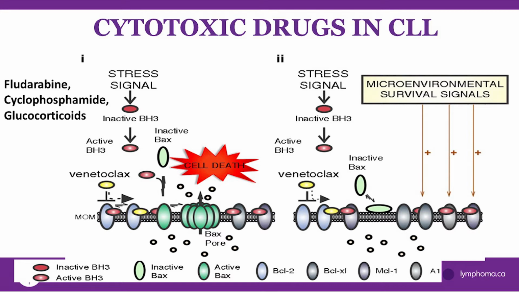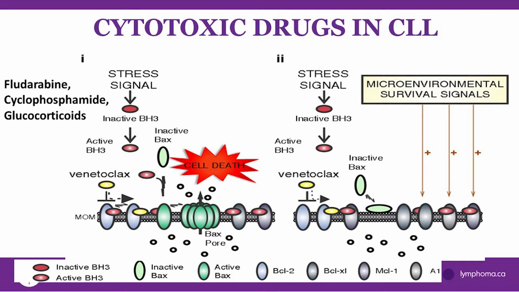So venetoclax, this newer cytotoxic drug, bypasses all this stress signaling and goes directly to the level of BCL2. What it does is it binds to BCL2 and displaces these BH3 proteins that BCL2 is sequestering, and that frees them up then to activate BAX and BAK and get the pore made in the mitochondria, release of these proteins and chewing up of the cell.